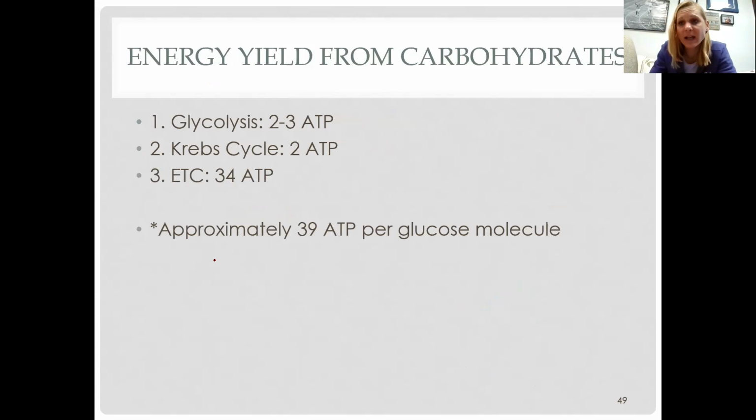Okay. So again, we talked a lot about carbohydrates, and we said carbohydrates are important for all 3 systems, so we can use carbs easily in any of the systems that we talked about. At the end of the day, 1 glucose molecule or 1 sugar molecule gets us about 39 ATPs.